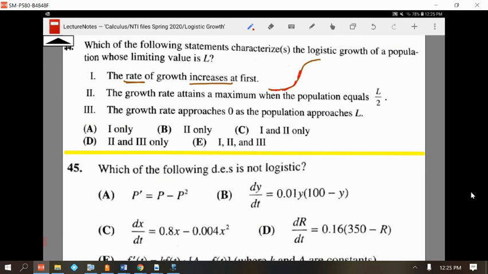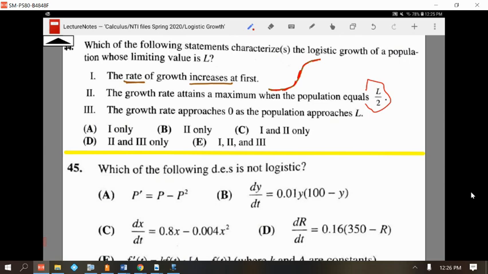Notice the tangent line is steepest at L over 2. L over 2 is when the growth rate attains a maximum. How do you find the maximum? Remember, you take the derivative of the function and set it equal to 0. So growth rate attains a maximum means you need to take the derivative of the rate. So it's the slope of the slope, right?